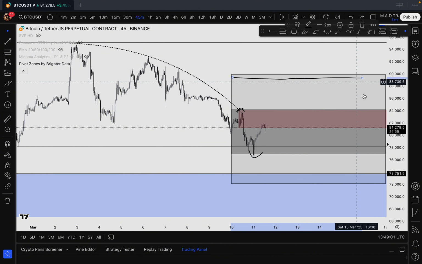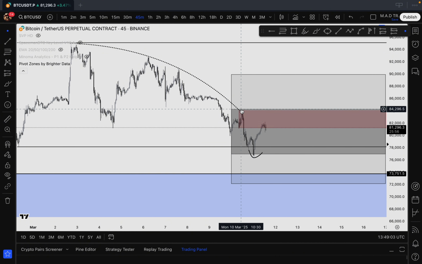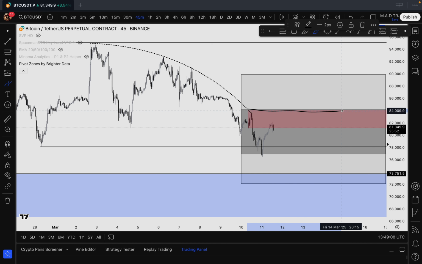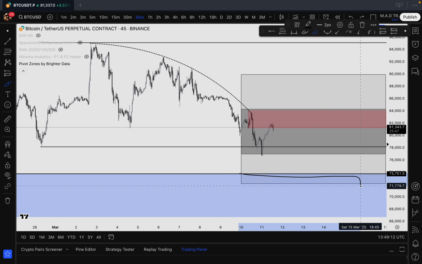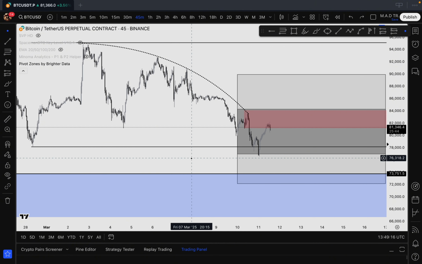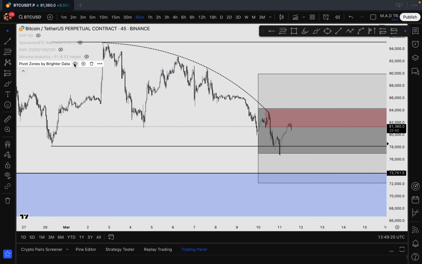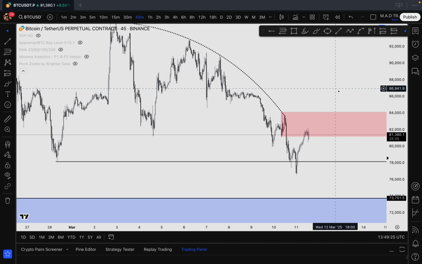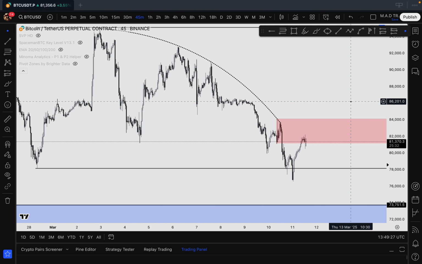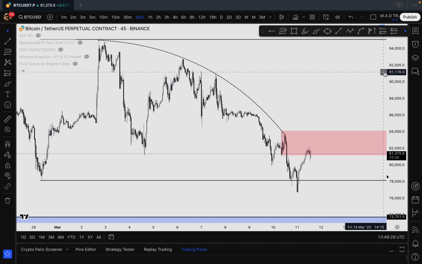So it gives you a quick overview of what your POIs can be, your levels of interest. For example, here the P1 is aligning with the supply zone, so that's important to note. Here we are at the weekly in a demand zone, so it quickly gives you POI zones. And then it's always important to align it with your technical analysis, because statistics are nice, but you want to align them with your overall view.